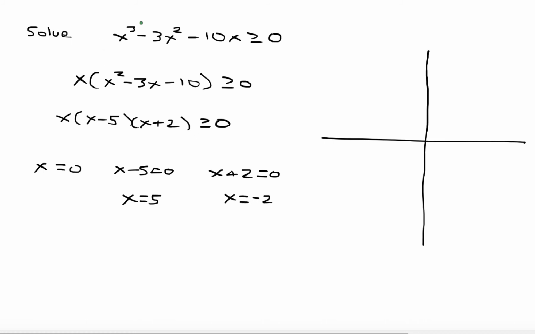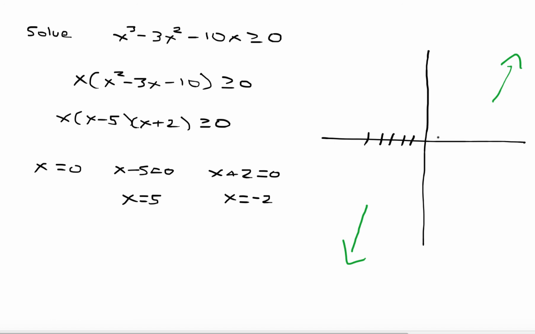This is a third degree polynomial, an odd polynomial. You notice that the leading coefficient is not negative; it's a positive third degree polynomial. So we're going to go down to the left and up to the right. Let's just plot our x-intercepts here.